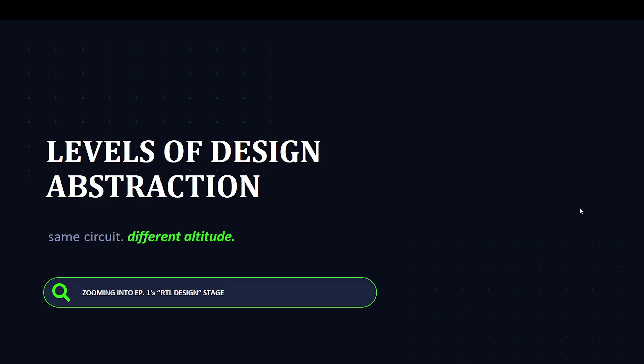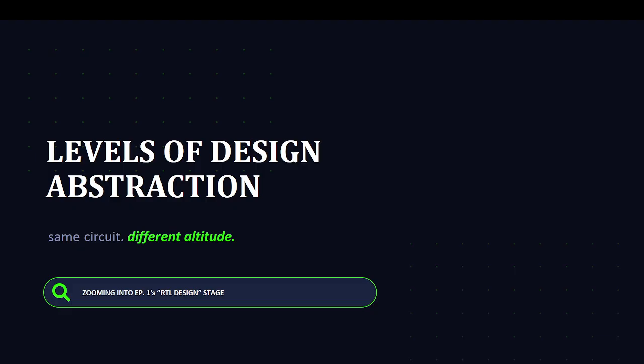Hello students. Okay, so last episode we zoomed all the way out and looked at the entire VLSI pipeline, specification to silicon. Today we are going the opposite. We are zooming in, like, all the way in, because here is a plot twist.